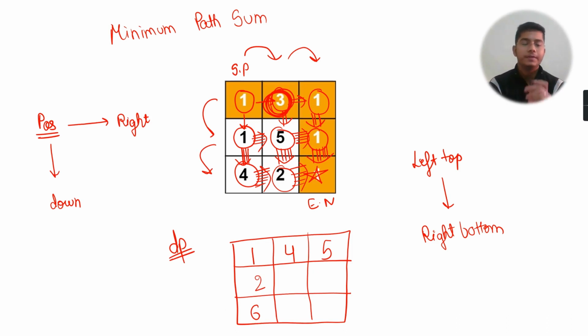This is how we will initialize our first row and first column. Now let's jump deep into the inside of the array. What's happening inside?